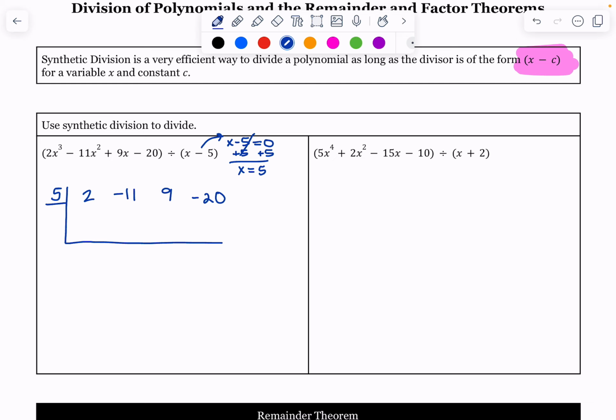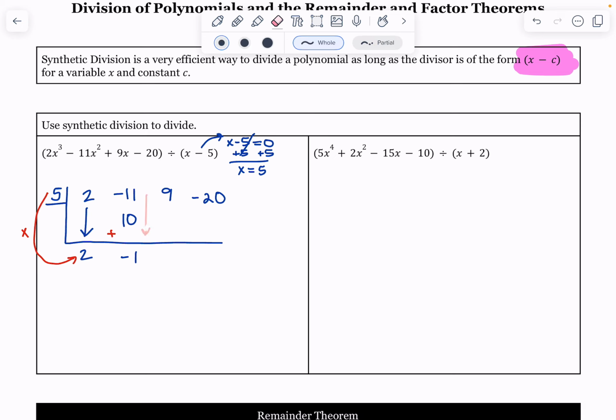Okay, so when we start to solve this problem, you're always going to drop the first number. And then to get our next number, we're basically going to alternate between multiplying and adding. So if I multiply 5 times 2, that gives me 10. And then I'm going to add down, and that gives me negative 1.